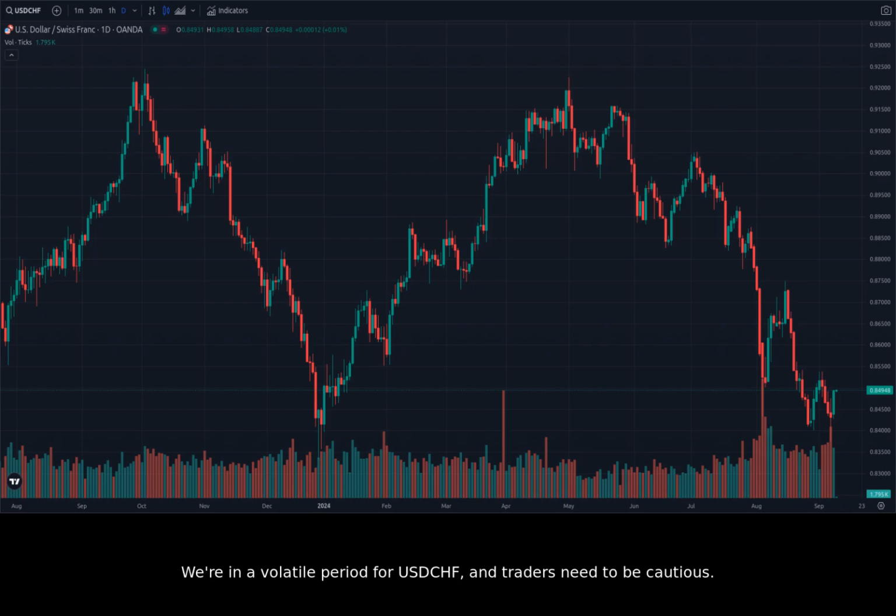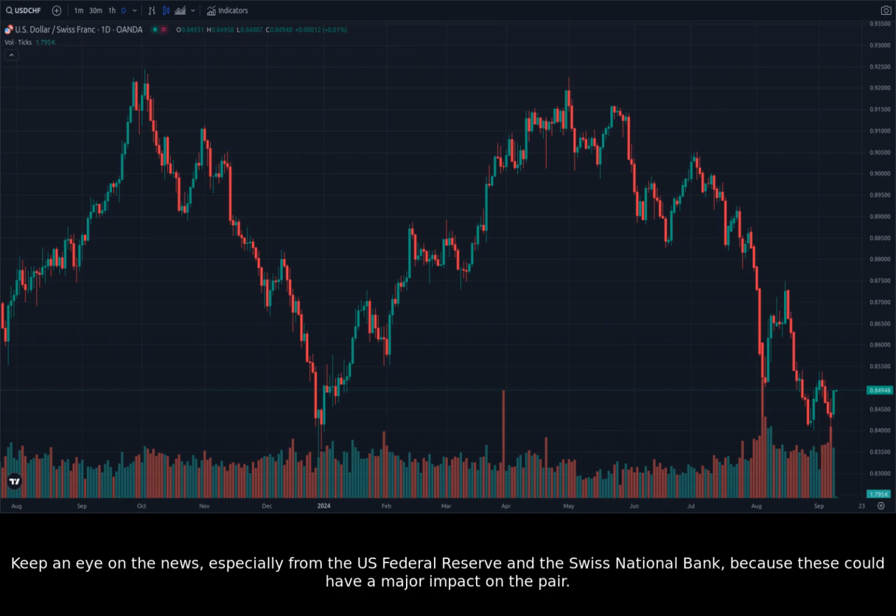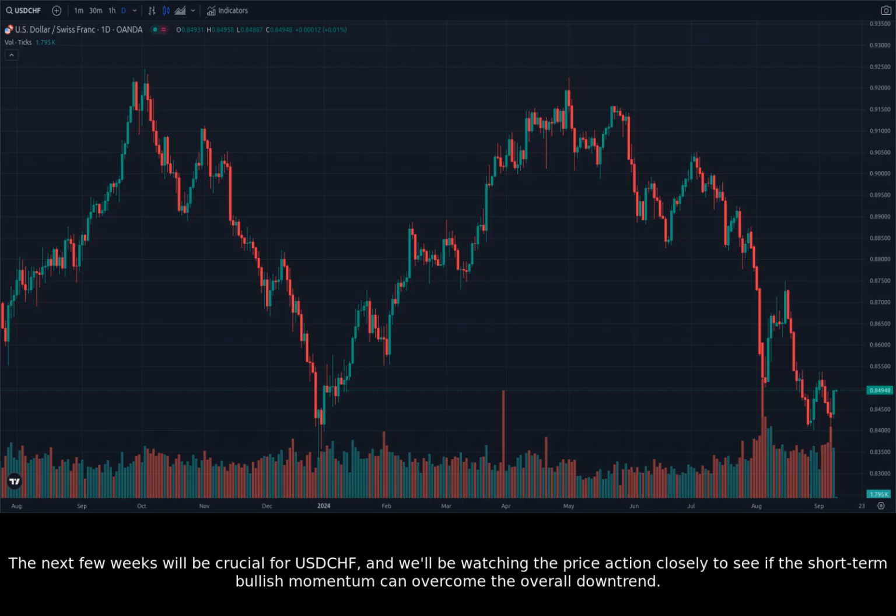We're in a volatile period for USDCHF, and traders need to be cautious. Keep an eye on the news, especially from the US Federal Reserve and the Swiss National Bank, because these could have a major impact on the pair. The next few weeks will be crucial for USDCHF, and we'll be watching the price action closely to see if the short-term bullish momentum can overcome the overall downtrend.